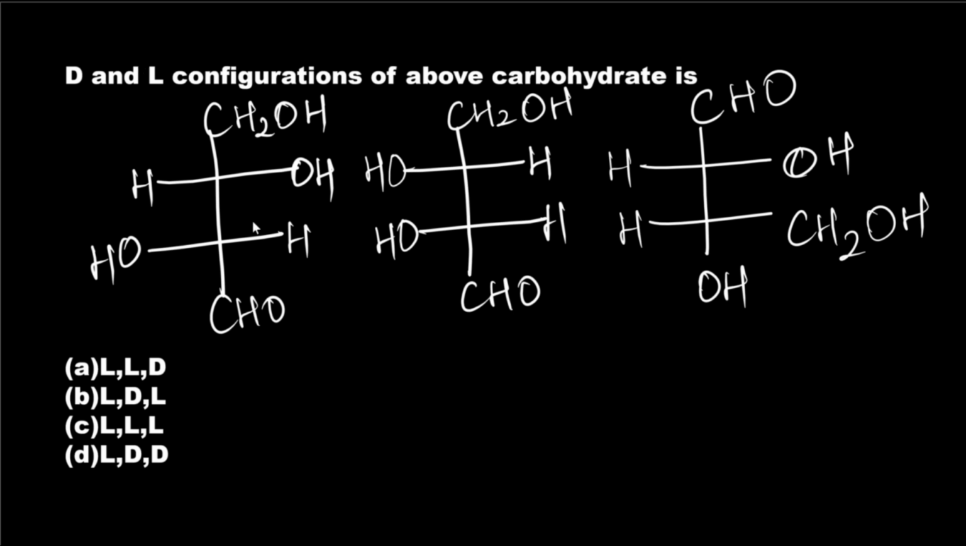So here they are asking for DL configuration, which we already know. If the last chiral carbon is having the OH group on the right side, then that is D. If that is on the left side, then that is L. Okay, so let's see here. All three are different compounds. I mean, the atoms or the groups attached are the same, the attachment point is different.